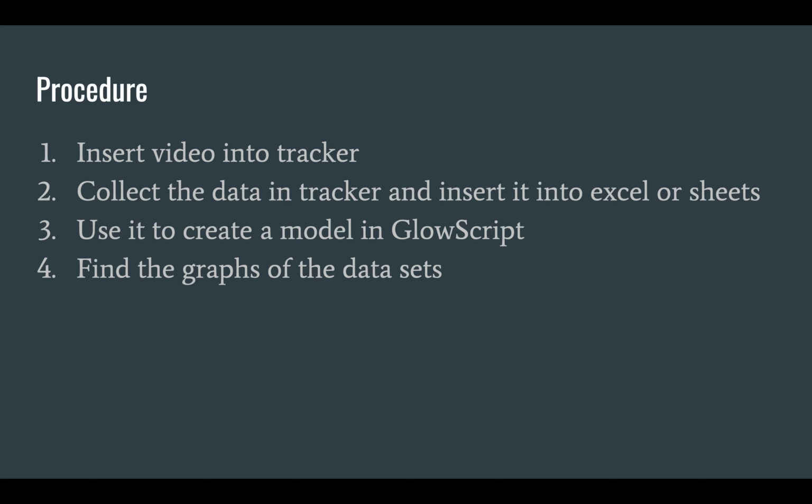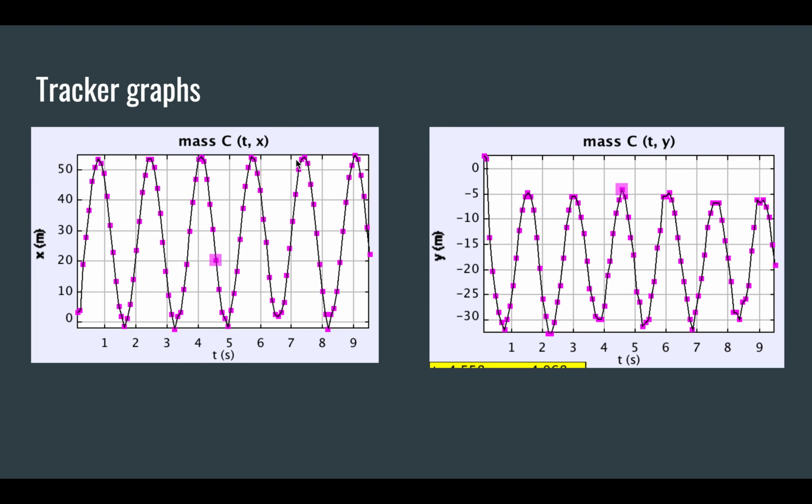The procedure of this lab is as follows. First, insert a video into Tracker, per usual, collect the data in Tracker, and insert it into Excel or Sheets, and then export it as a CSV file. Once you do that, you can use it to create a model in GlowScript, and then find the graphs of the data sets. So here we have the Tracker graphs in the X component and the Y component.